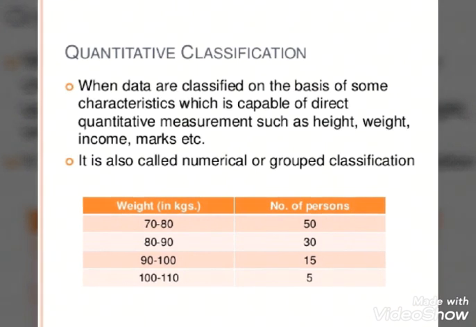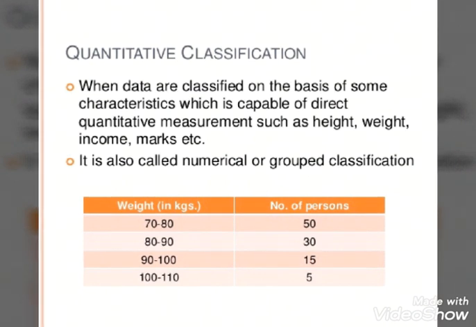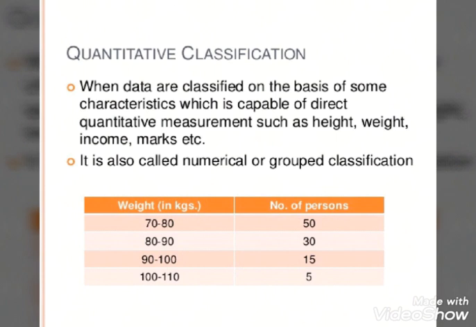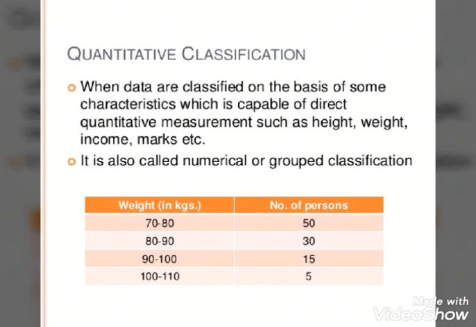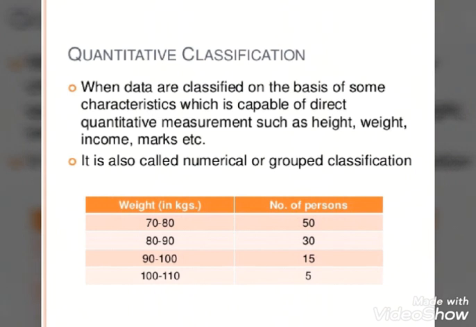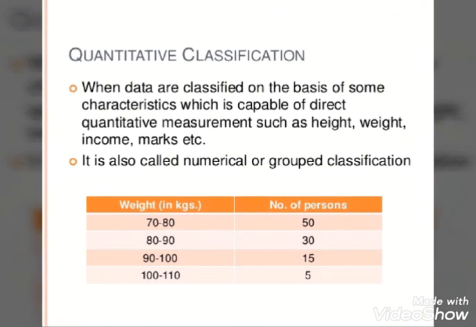So for weight, you have kept the categories like 70 to 80, 80 to 90, 90 to 100 and 100 to 110. The similarity is that there is equal distribution between each weight category you have divided. You have mentioned equal intervals: 70 to 80 has 10, 80 to 90 has 10, 90 to 100 has 10, then 100 to 110 has a 10 kg interval value, and the number of persons is according to your data collection.